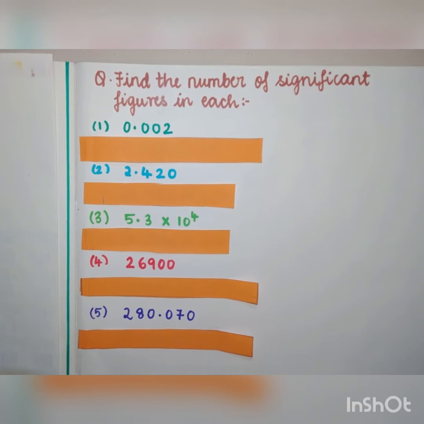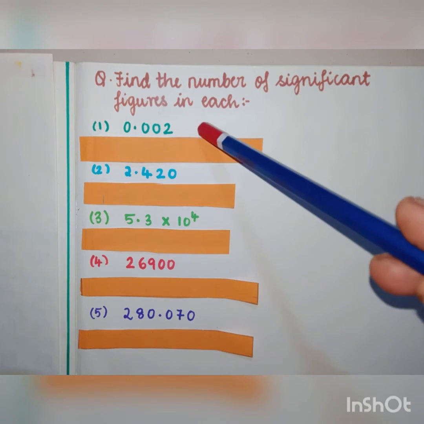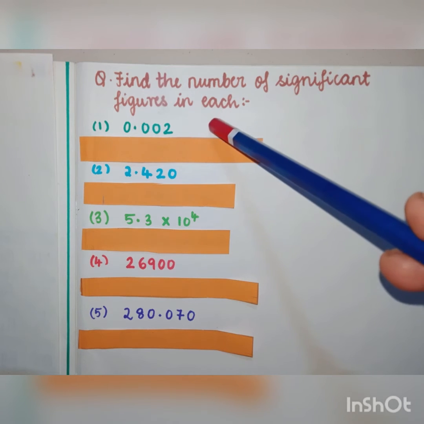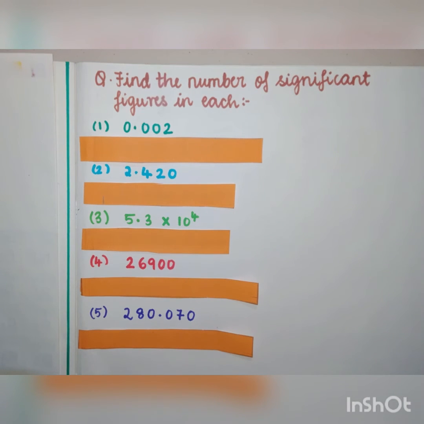I hope you're clear with all the 8 rules of significant figures. So I will now move on to test yourself questions, and our first question is 0.002. I will give you a few seconds to think of the answer.